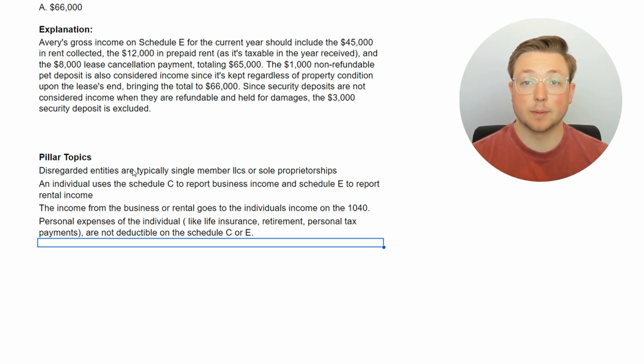Now, you can make your pillar topics as detailed as you want, and maybe you thought of some different pillar topics that you could use for yourself.